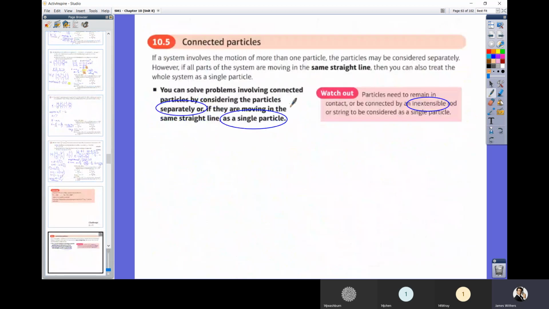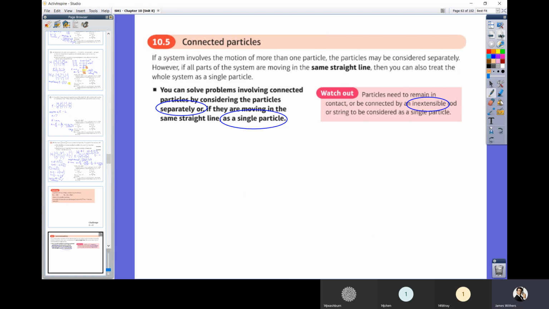Okay, so 10E. What we're looking at here, as it says, is connected particles. When they are connected, we have the choice of looking at them as a single whole particle or separately. If they're moving in a straight line, being held taut together by an inextensible rod or string, so one is pulling or pushing the other along in the same line, you can pick and choose and do your F equals ma on either the bit on the left, the bit on the right, or the whole package.